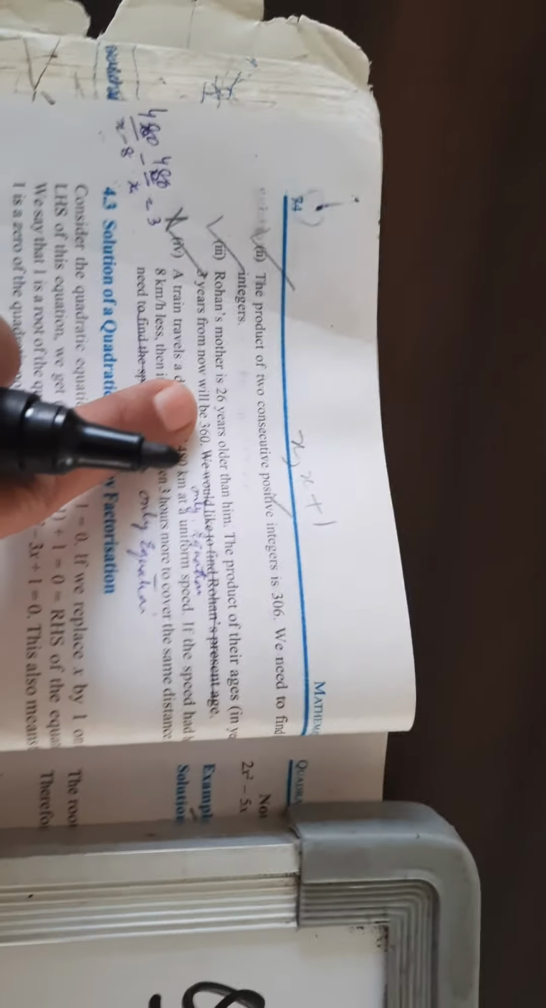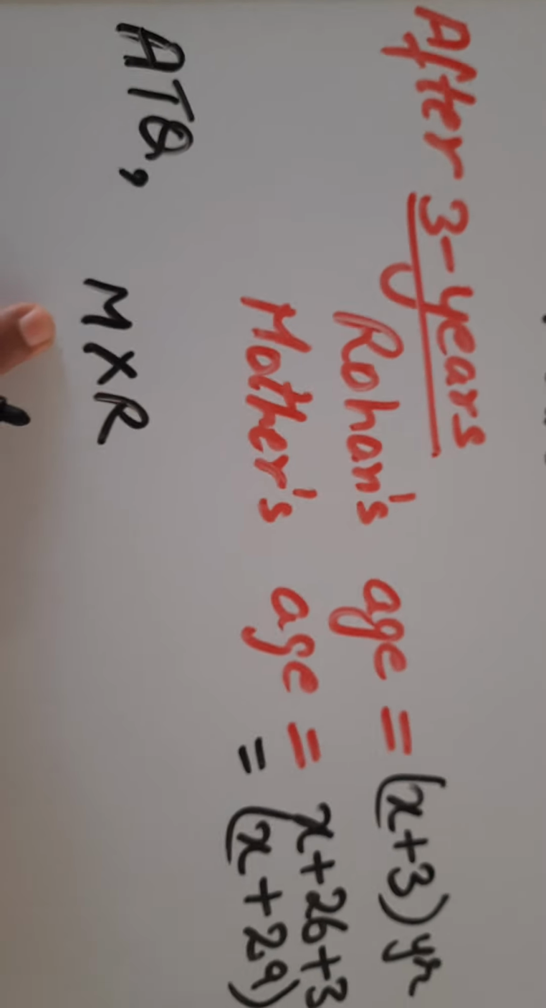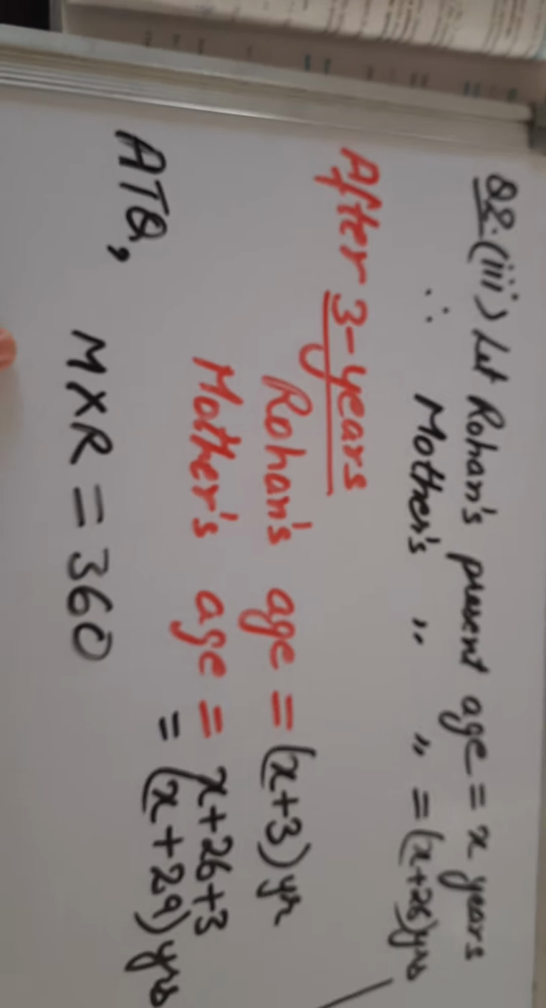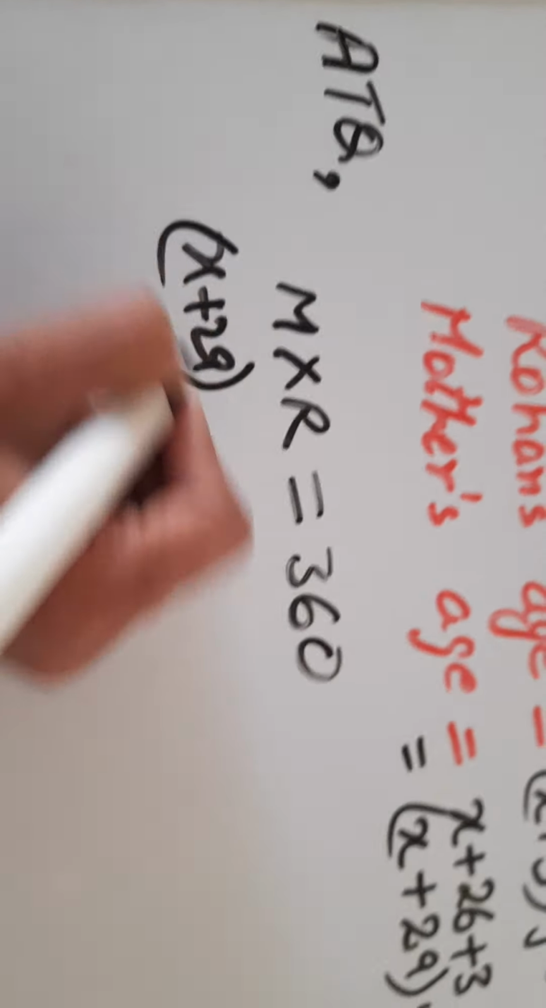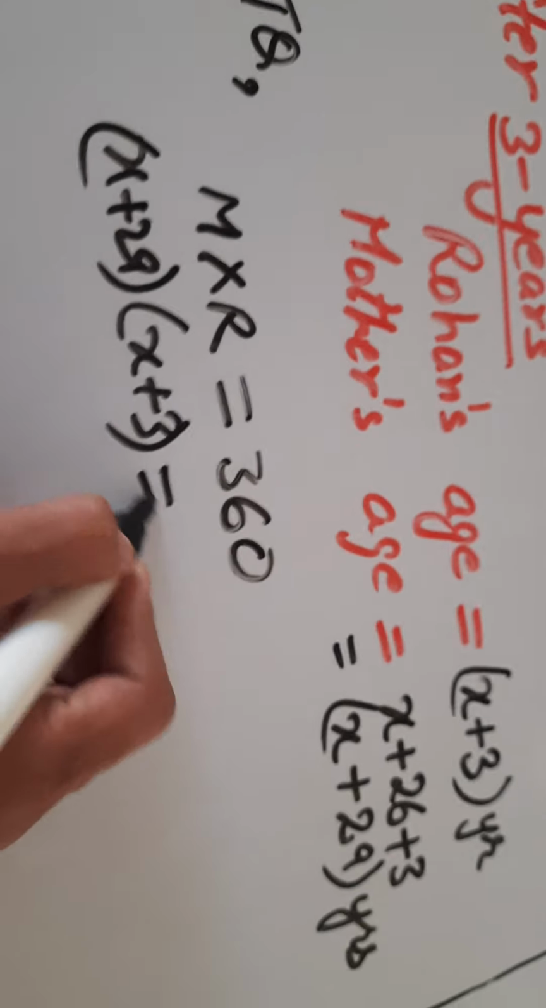So according to the question, the product of their ages from now, product means multiplying, their ages from now after 3 years will be, के लिए will be future tense था, वो तो शो कर रहा था. Otherwise will be के लिए क्या सिंबल आ जाएगा, is equal to 360. So here we have to put their age after 3 years. What is mother's age after 3 years? It is X plus 29. And what is Rohan's age after 3 years? It is X plus 3. So the product is equal to 360.